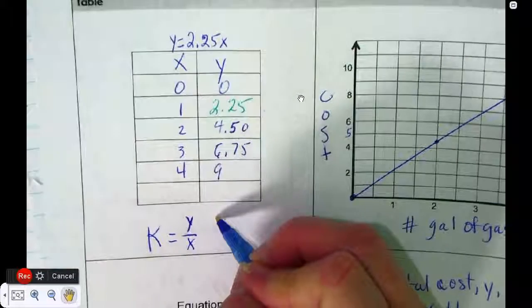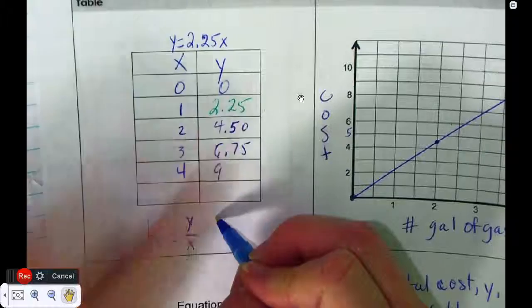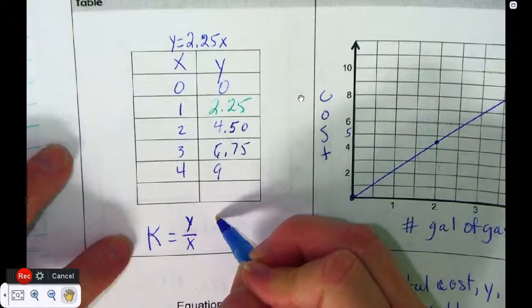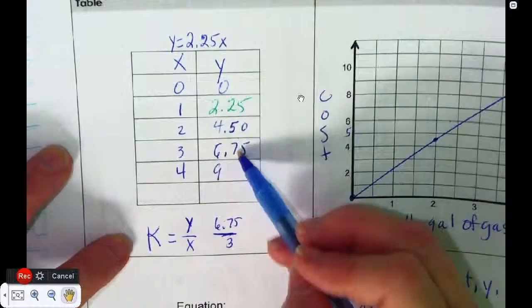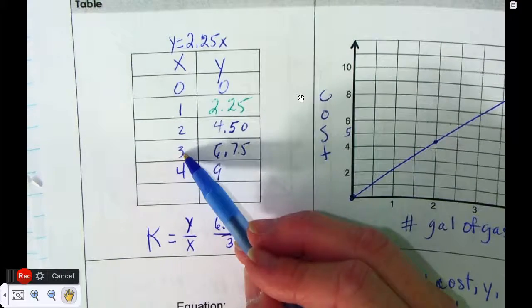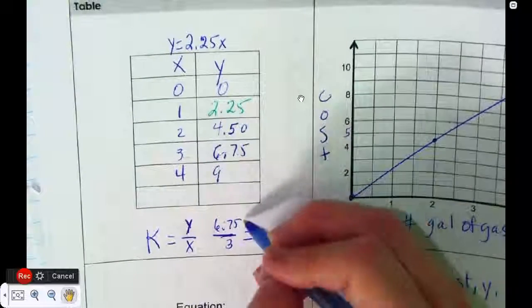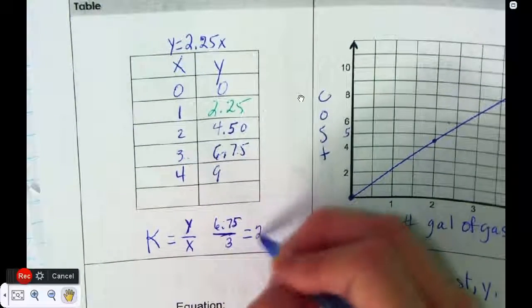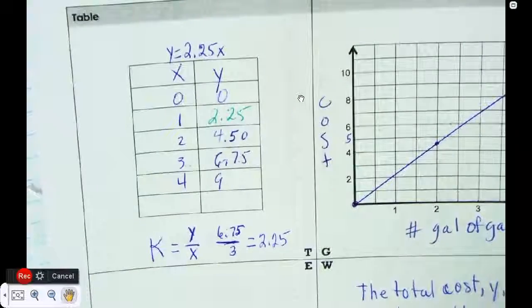So let's take one that's not this one. So let's do what, 6.75 divided by 3? Yeah. Has to be the 3. And what do you get? 2.25. Good job.